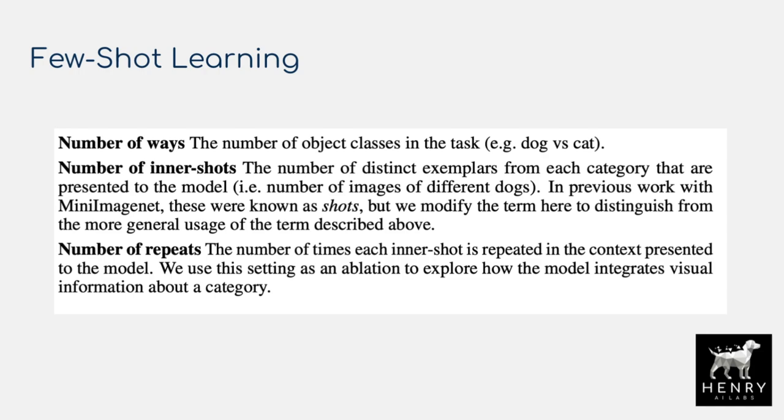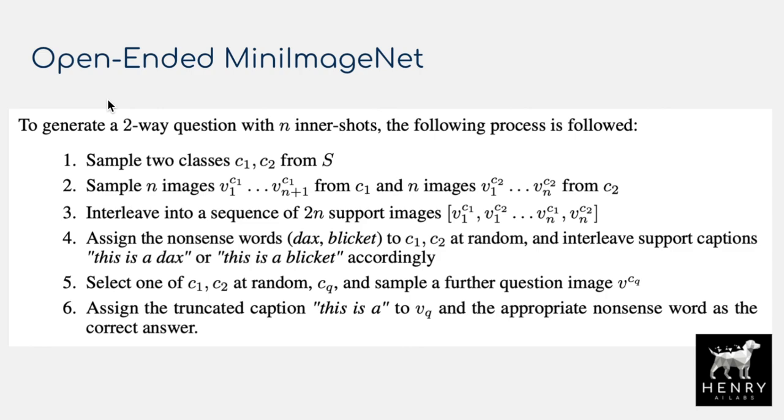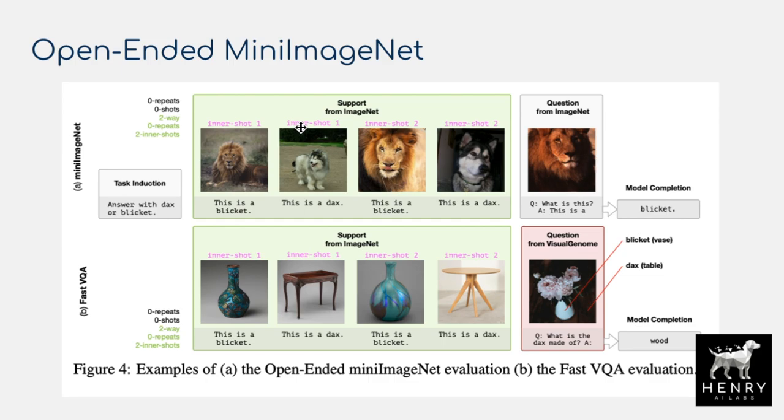So next up, we're testing this idea of visual concept binding and constructing a new dataset titled Open-Ended MiniImageNet. The way this works is we're generating a two-way question with n inner shots. Here's the illustration of the idea. N inner shots means, for this case, two lions, two dogs. And then the fast concept binding means we're going to reassign lion to be Blicket and the wolf is Dax.